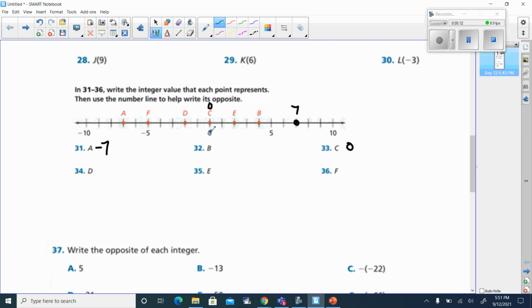And then we've got 34 is D. Oh, wait, I have 35 because I have the odd ones. E. E is, well, this is 0, so 1, 2. And use the number line to help write its opposite. So I'm looking for -2. And that would be right here, -2. All right.